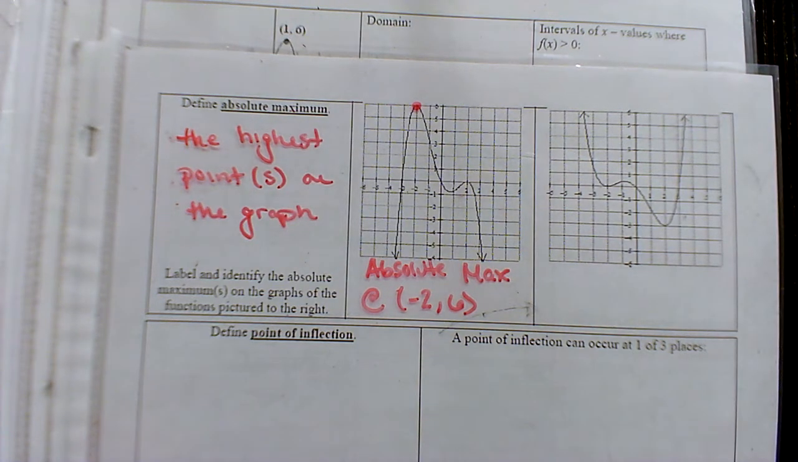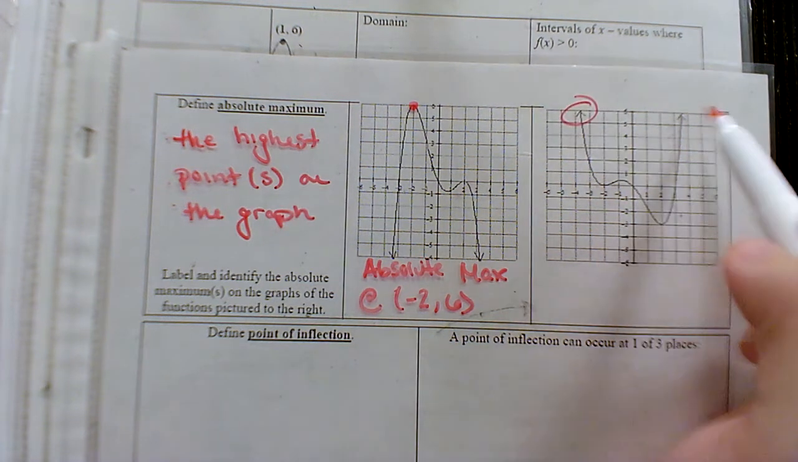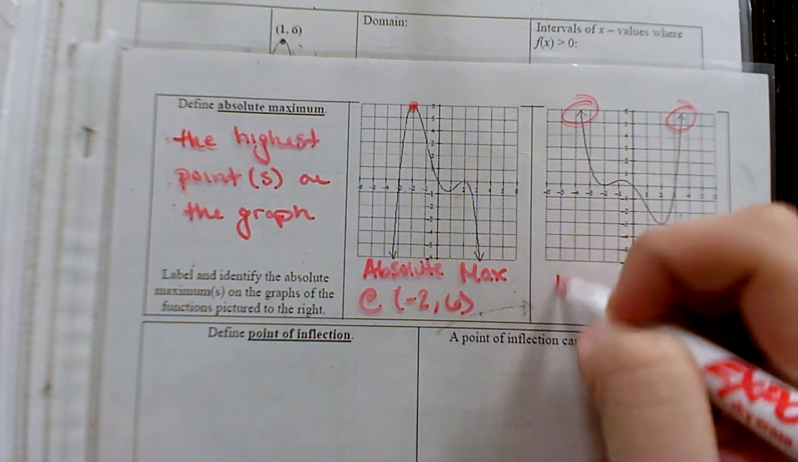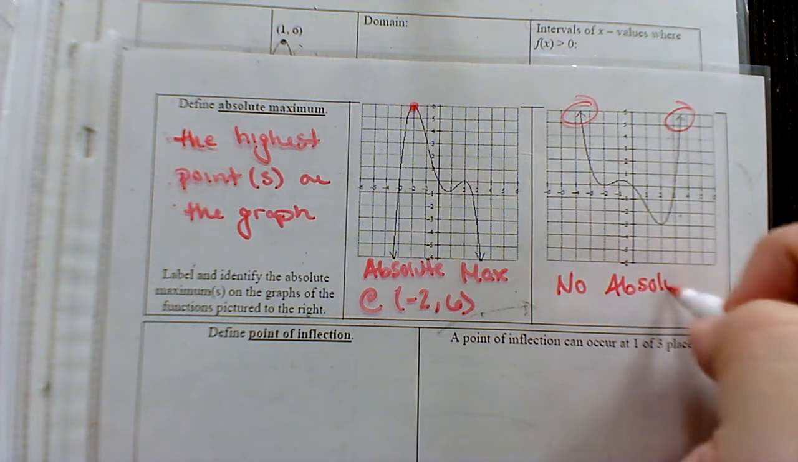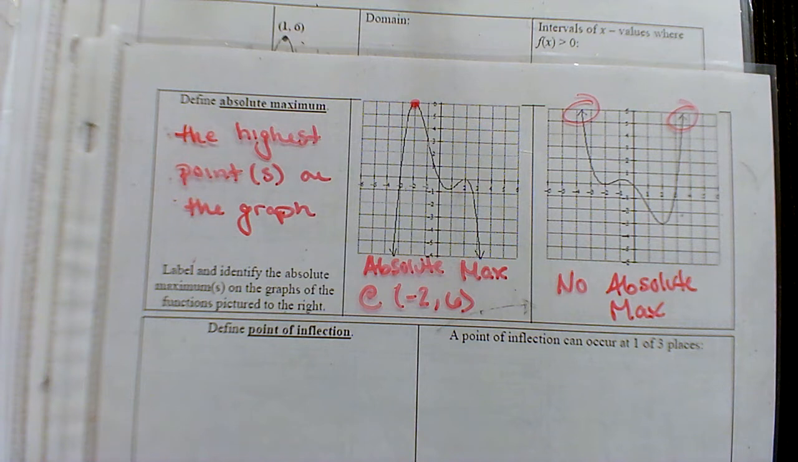What about the next graph? The highest. Yeah. Exactly. We have some arrow, in this case specifically 2, but we have at least one arrow that's signifying we're going to go up forever. So we're not necessarily going to reach a highest point. So no absolute maximum.